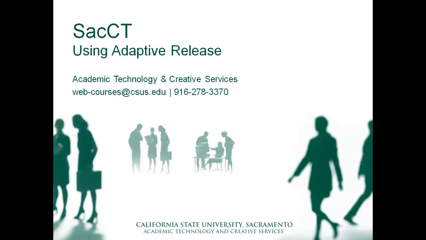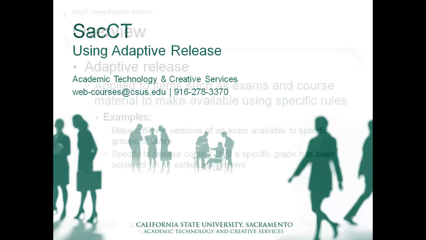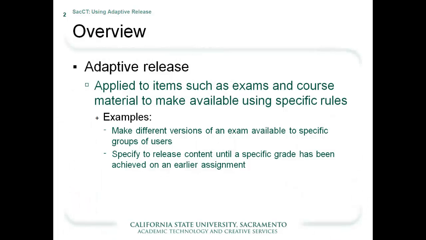Today we will go over the steps on how to use the adaptive release feature in SacCT. Adaptive release criteria are applied to items such as exams and course material to make them available using specific rules. For example, you can use adaptive release to make different versions of an assignment available to specific groups of users or specify to release content until a specific grade has been achieved on an earlier assignment.